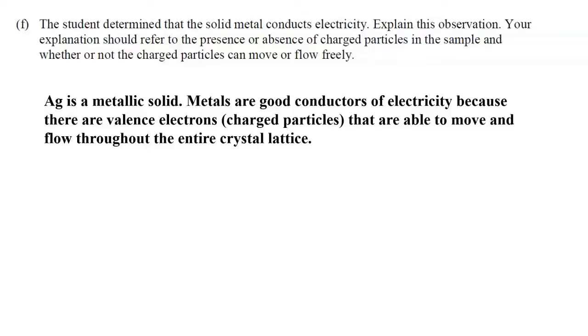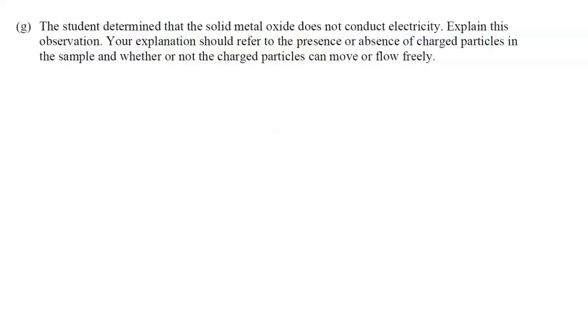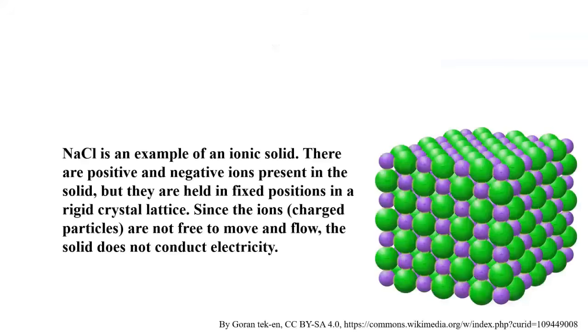And then the last part of this question, part G, the student determined that the solid metal oxide does not conduct electricity. Explain this observation. Again, referring to the presence or absence of charged particles in the sample and whether or not the charged particles can move or flow freely. So silver oxide is an example of an ionic solid. Here you're looking at the model for sodium chloride. And so it's a similar thing we've talked about in an earlier video where, yes, there are charged particles, but they are not able to move and flow freely.